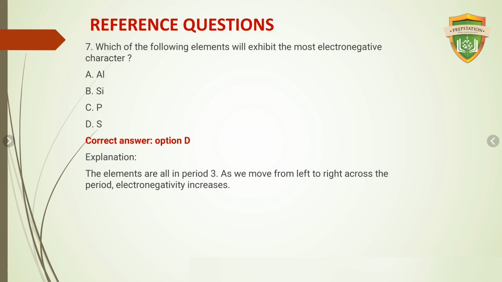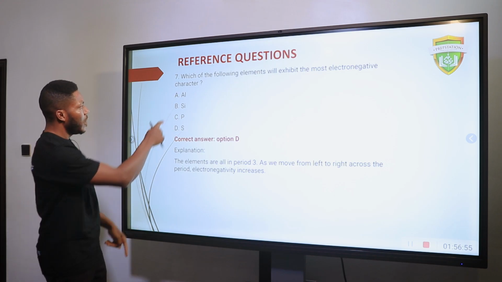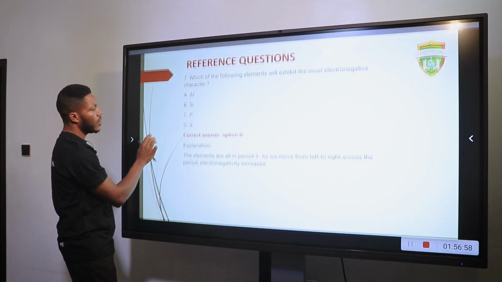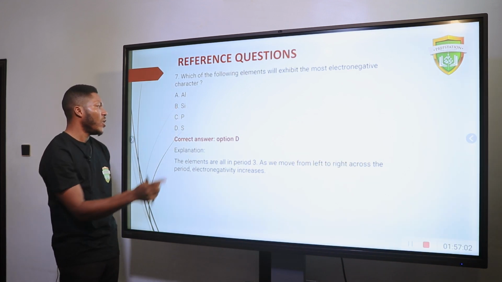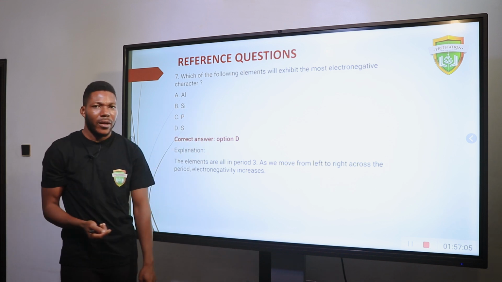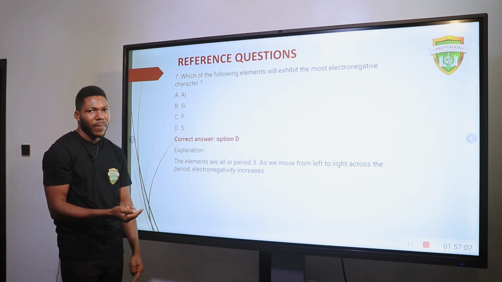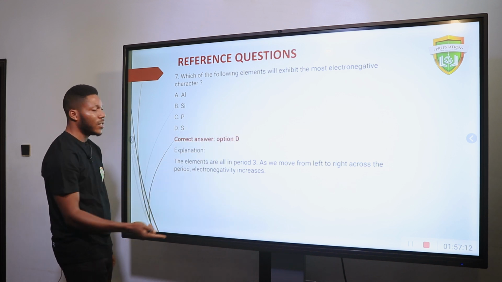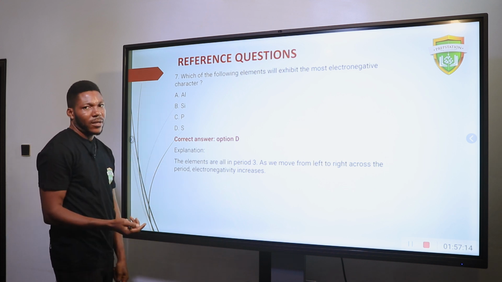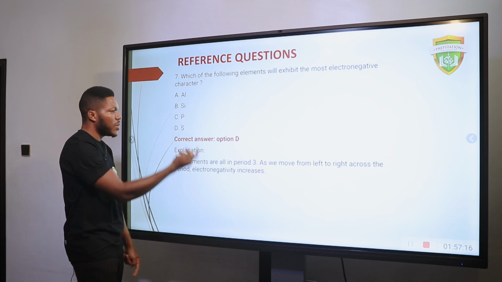All right? The elements are all in period 3. As we move from left to right across the period, electronegativity what? Increases. So you can see aluminum followed by sulfur, but the one that is most electronegative is what? Is sulfur. Now, assuming there was chlorine here, sulfur could not be the answer. Assuming there was maybe one that involved oxygen, sulfur could not be the answer. But here we have sulfur. Sulfur is the answer.